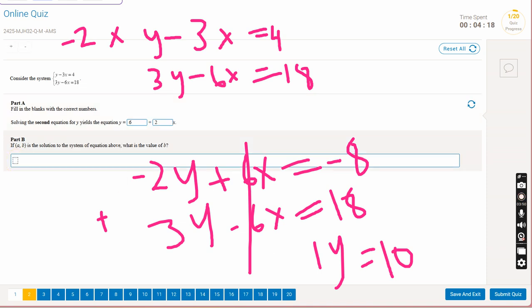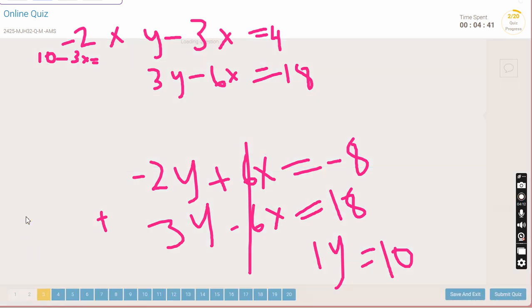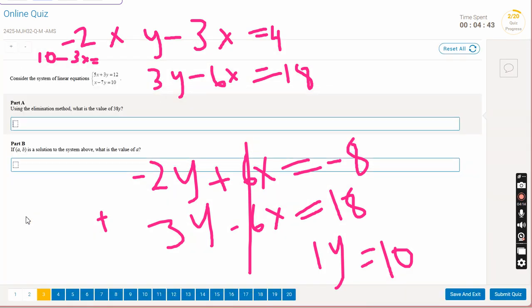You can also find it in the other one. You can also put this in the solution and find out. So 10 minus 3x equals 4, but you would want to have the other one as well. So let's just go to the next one. Okay, next question. Sorry, I forgot to put 10. If I make a mistake, I'm sorry, I'm just tired. Let's just go to the next one. Okay.